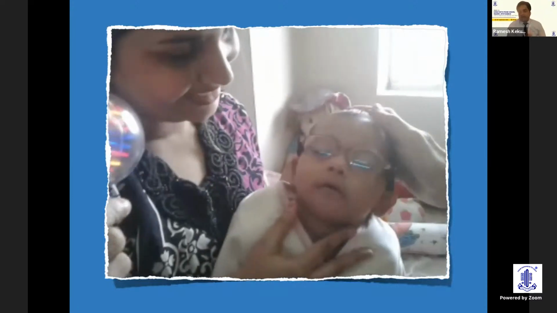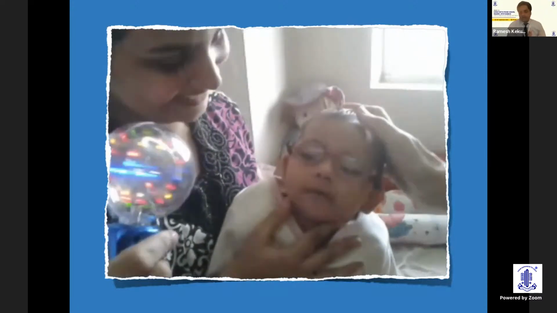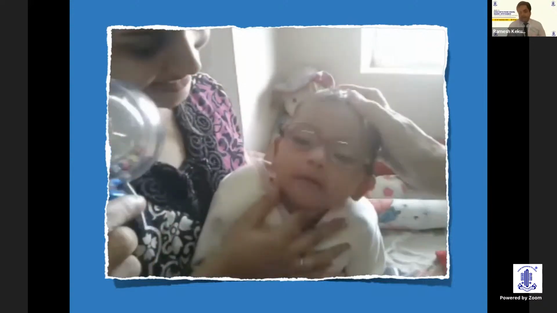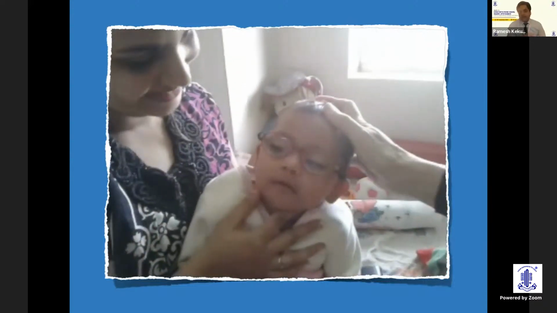What is happening? The child is comfortable in the mother's lap, but you can see the sporadic fixation. There are some subtle developmental milestones like social smile is there. In spite of being 9 or 10 months, there is no neck holding.